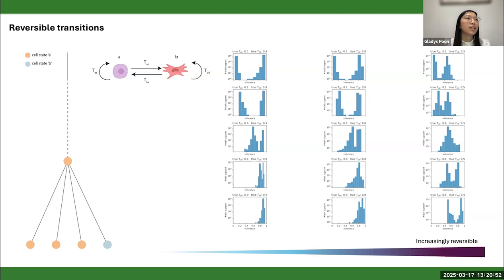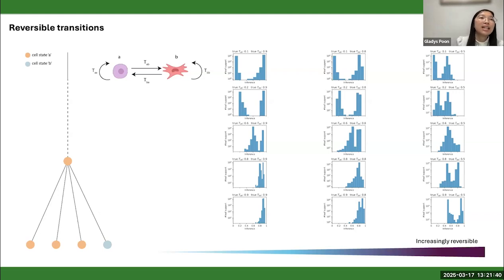For a more complex scenario, now if we allow transitions to be reversible, unlike the previous slide, now we have TBA not being a zero number. Then what we see is that this metric that I have been describing to you is a metric that now shows not just what the TAB value could be, but also the TBA value. As we move towards the right, the transitions become increasingly reversible, and we have a TBB that is decreasing. TBA increases, TBB decreases because they sum to one.